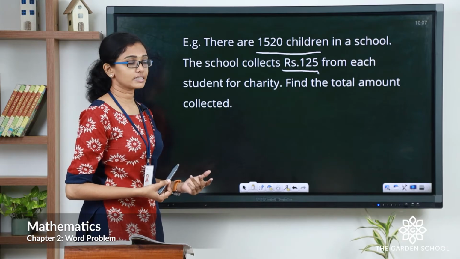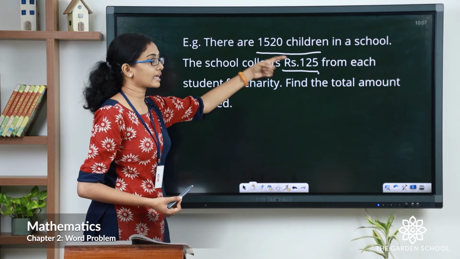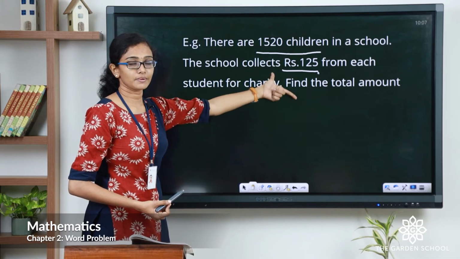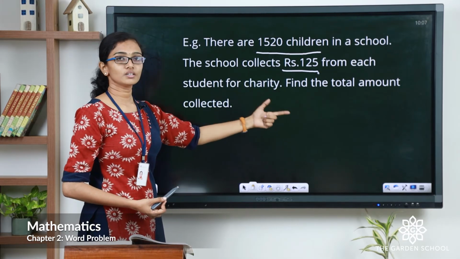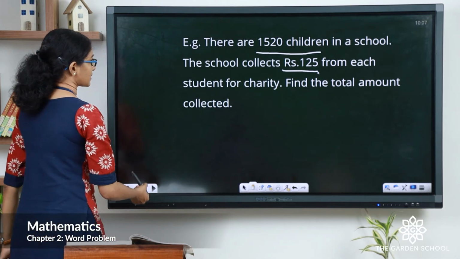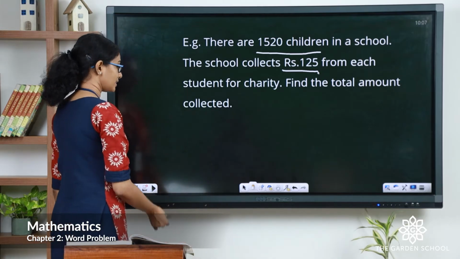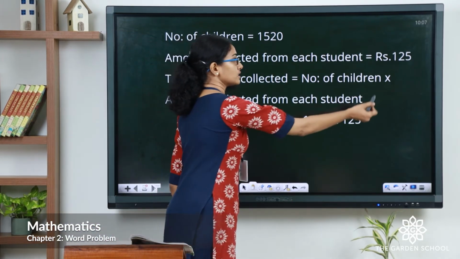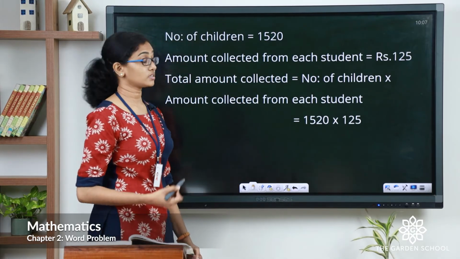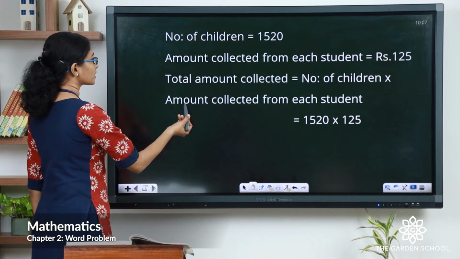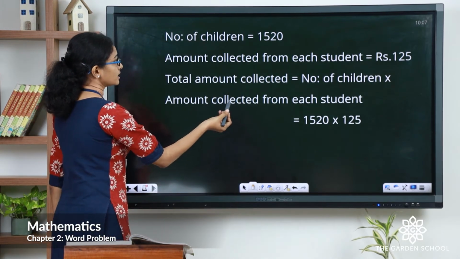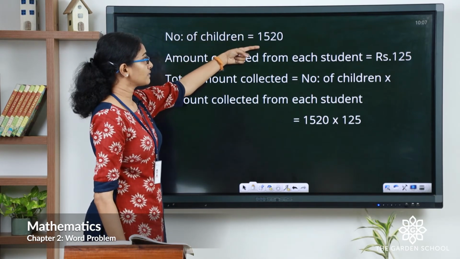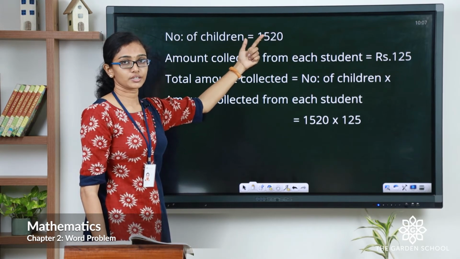So how do we calculate this? We have the number of children and the amount collected from each one of the students. So we need to just multiply these two numbers to get the total amount collected. So from the question, let's write down the steps. The amount collected from each student, from the question, we know it is rupees 125. Now the total amount collected will be the number of children into the amount collected from each student. The number of children from the question we know it is 1520.